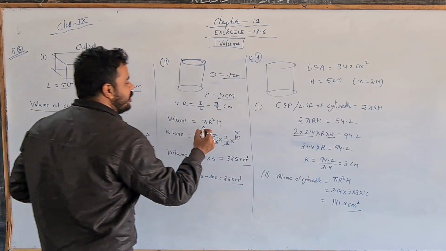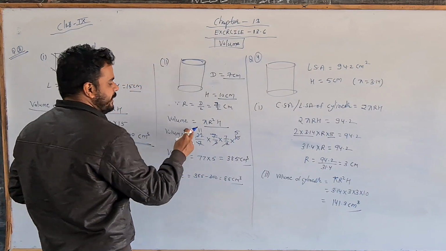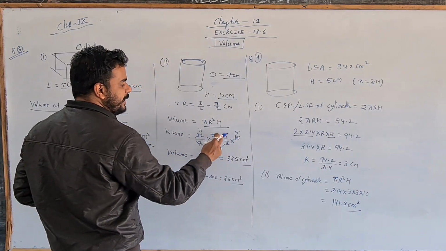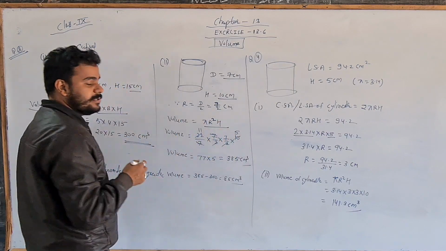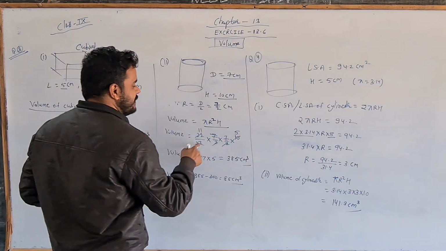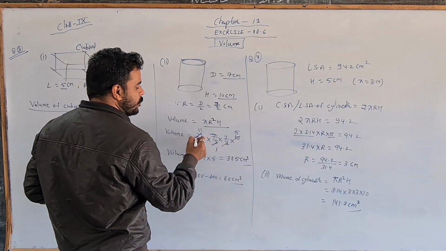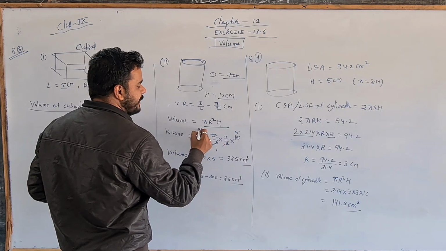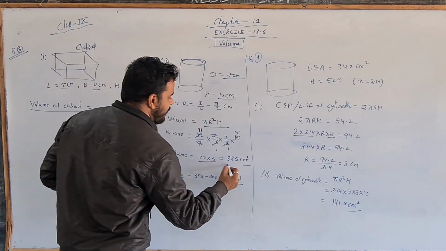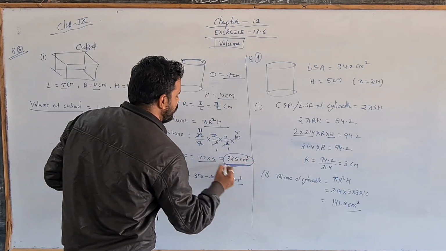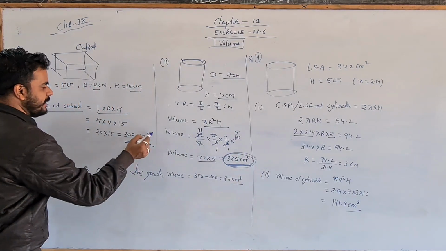Then volume is pi r square h. So 22 upon 7 into 7 upon 2 into 7 upon 2 into 10. R square means it will come 2 times. So 7 upon 2 into 7 upon 2. 7 will be cut, 2 1s are 2, and 2 11s are 22. Then 2 1s are 2 and 2 5s are 10. So the answer is 385 centimeter cube. This is its volume.